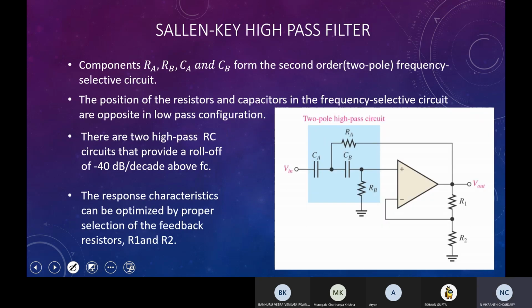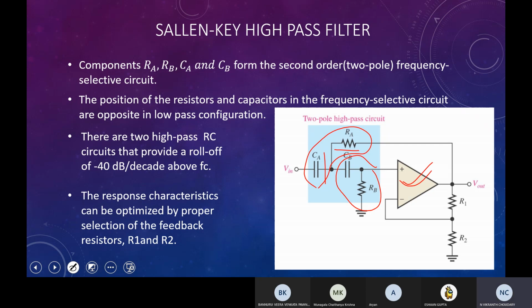So next, the Sallen-Key high pass filter. Even here, everything remains the same except the R and C are reversed. Even here as well, there are two RC circuits, RA and CA, and CB and RB. So these two circuits form two passive filters, and the op amp forms the active filter.